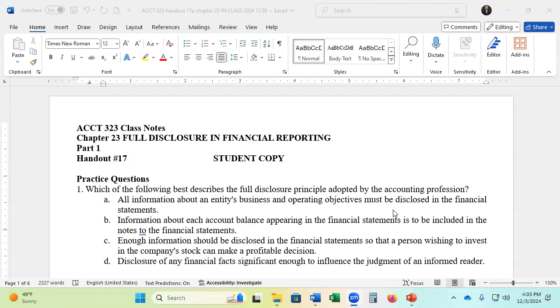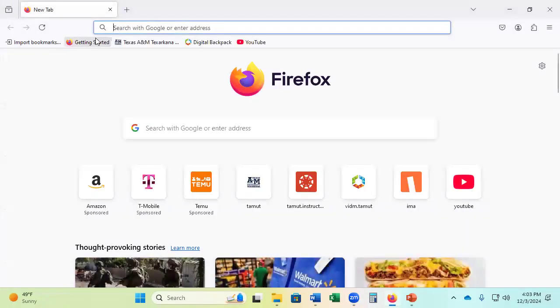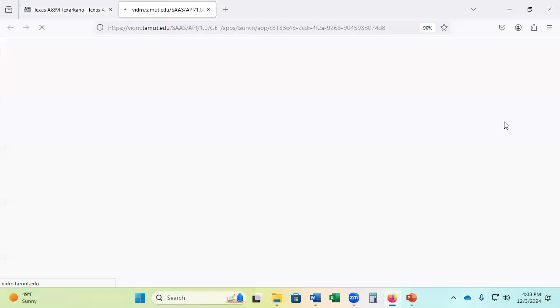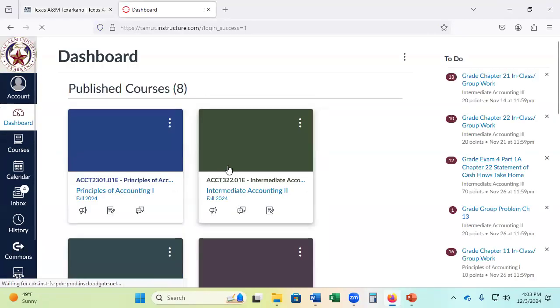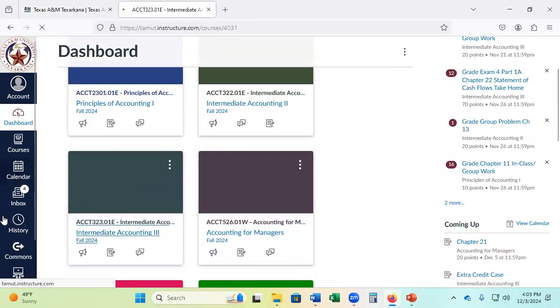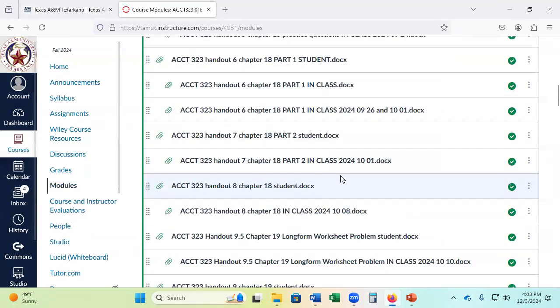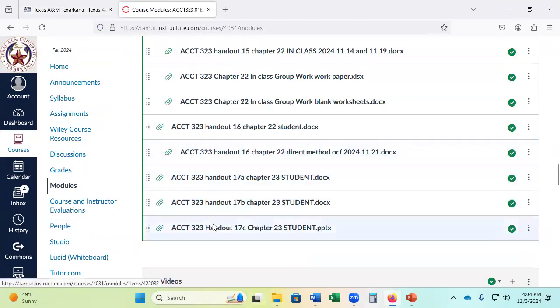And all this, by the way, is out on the website if you want to work on and use electronic forms, it's all available. All you do is go into our course, go into modules, and you have the 3 sheets at the bottom of the first level, 17A, B, and C.